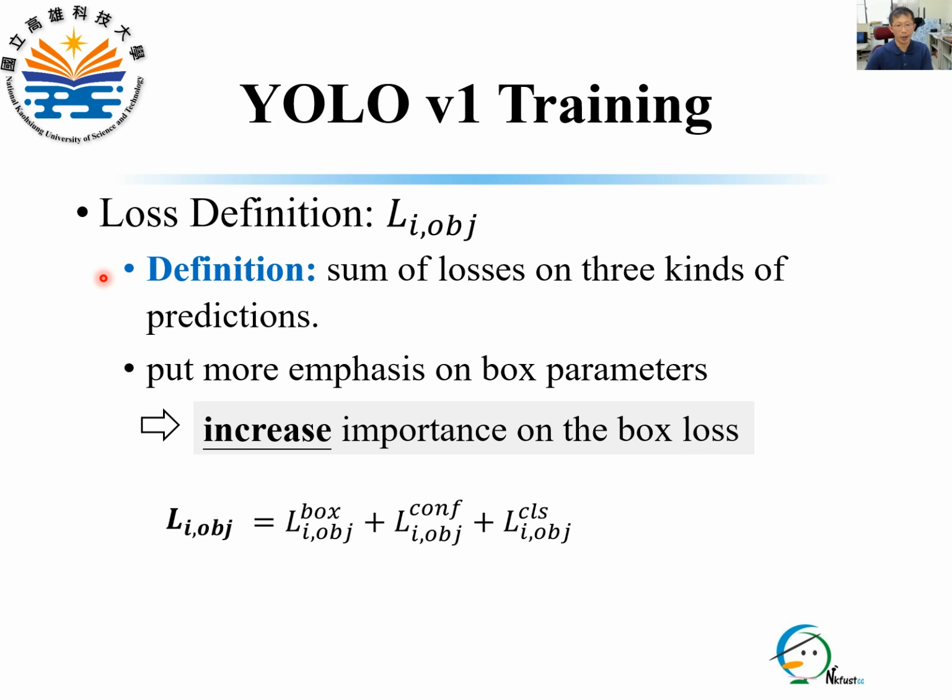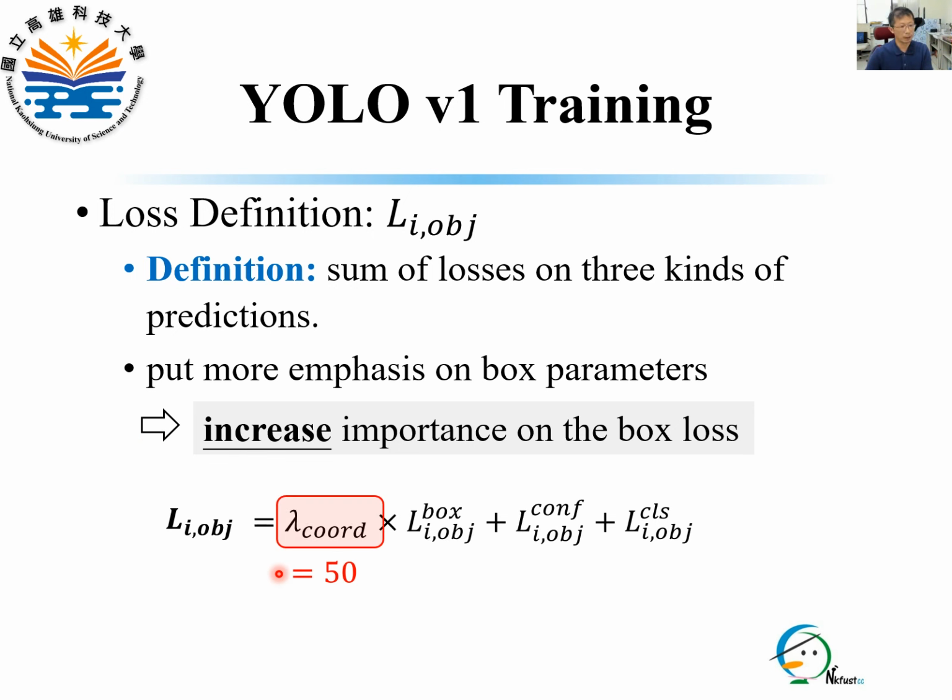The loss for object anchor is simply defined as the weighted sum of losses on 3 kinds of predictions, including box parameters, object confidence, and conditional class probabilities. To put more emphasis on box parameters, YOLO v1 increases the importance of the box loss by setting its weight lambda coordinate as 5. Then, we introduce the definition of these 3 losses.